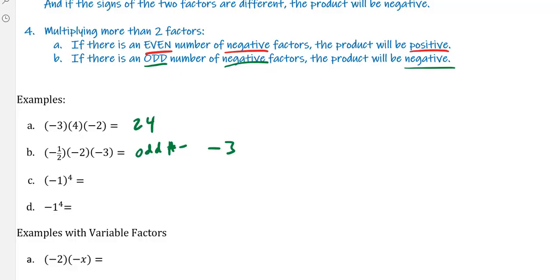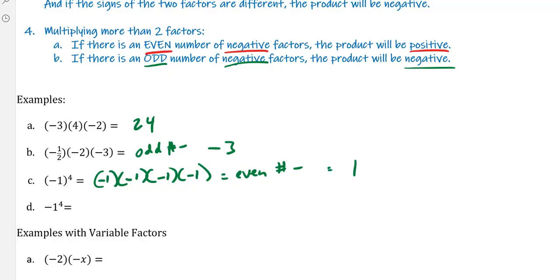Now look at this next one here. This is negative 1, notice the parentheses, to the 4th power. So that means you're going to be multiplying negative 1 times negative 1 times negative 1 times negative 1. How many negatives are there? There's 4. That's an even number of negatives. That means it's going to be a positive answer. So our answer is going to be positive 1.